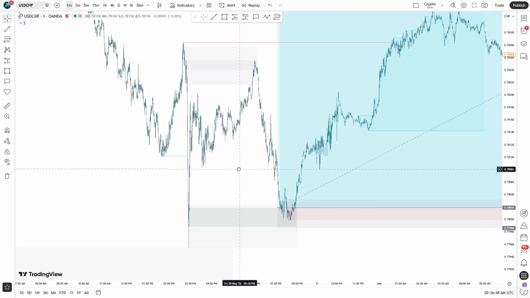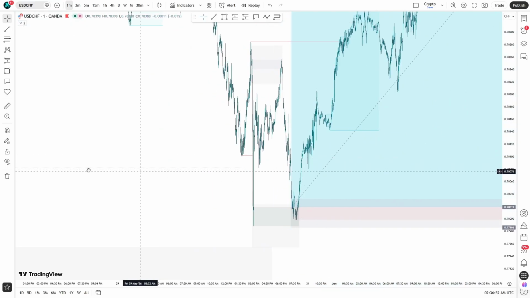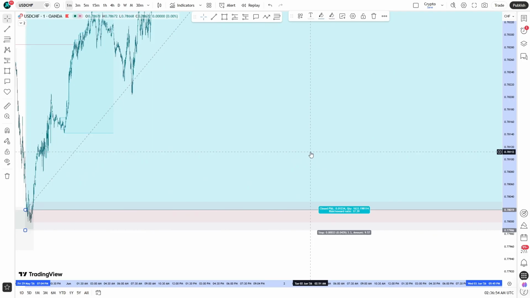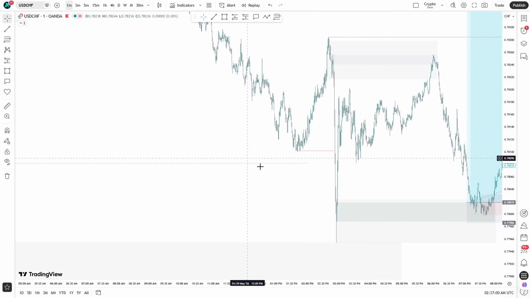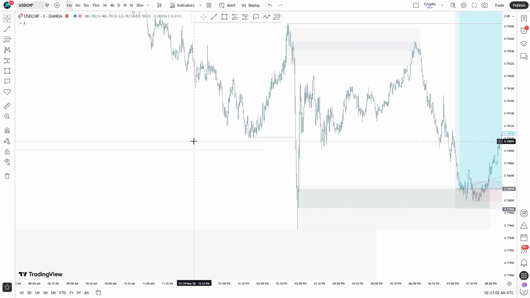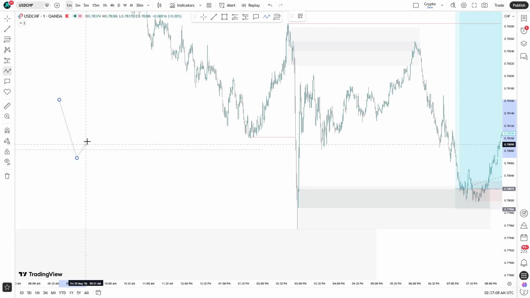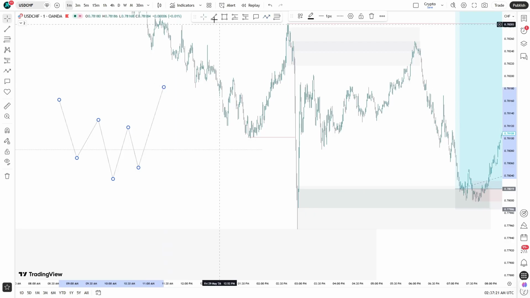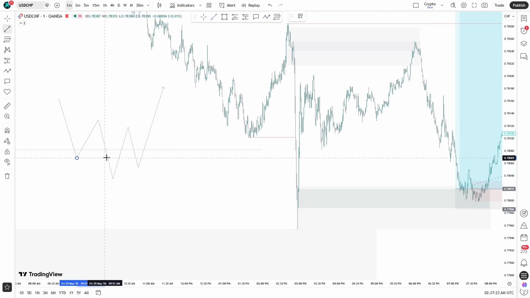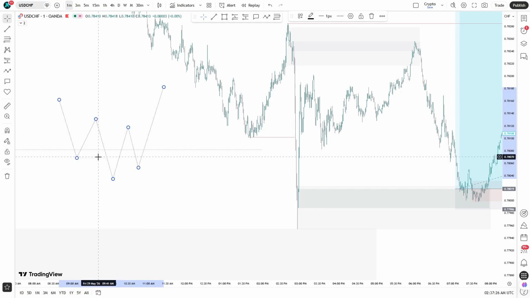So now let's talk about the concept. We had a down move, a swing, a lower low, a lower high, and a mitigation of this demand. So this is it. We had a break of structure, and another break of structure.